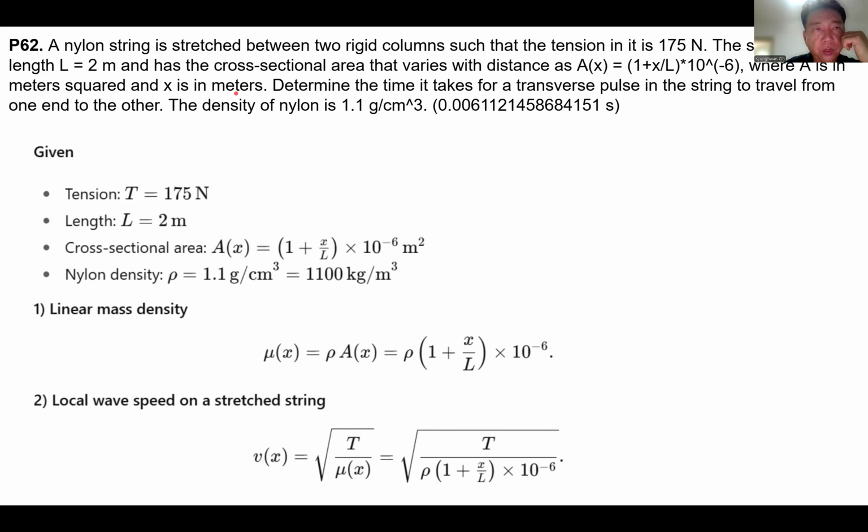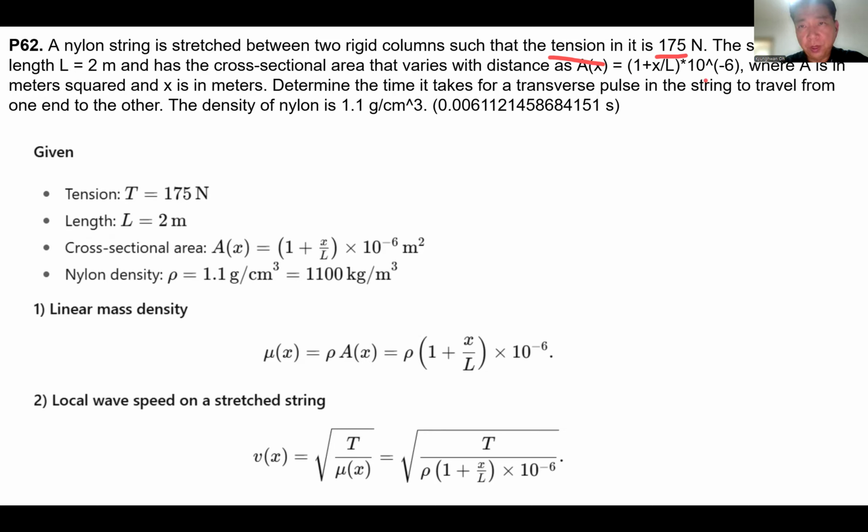A nylon string is stretched between two rigid columns such that the tension in it is 175 Newton. Okay, hence the tension is given. The string is of length L equal to 2 meters and has a cross-sectional area that varies with the distance, A(x), which is given by this one.